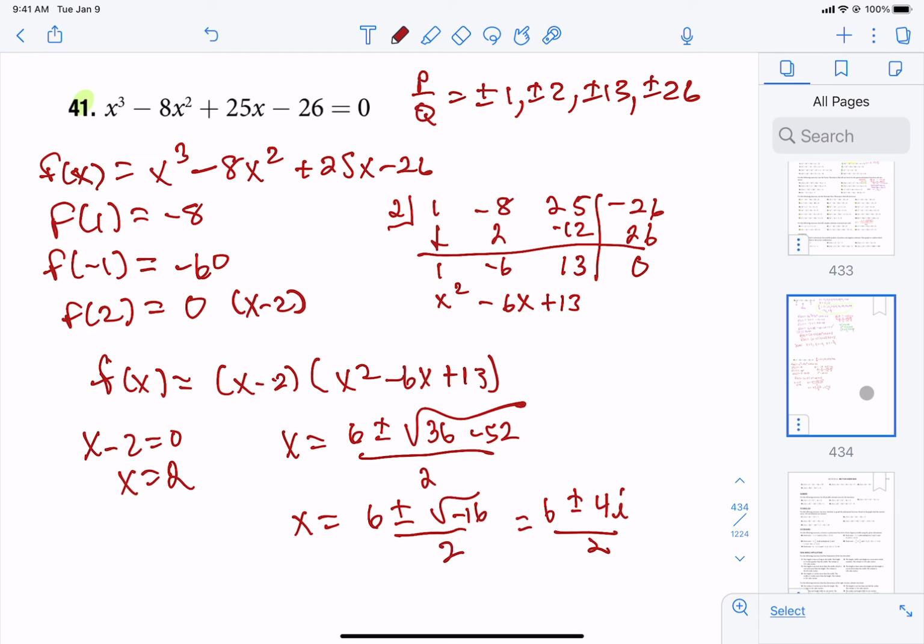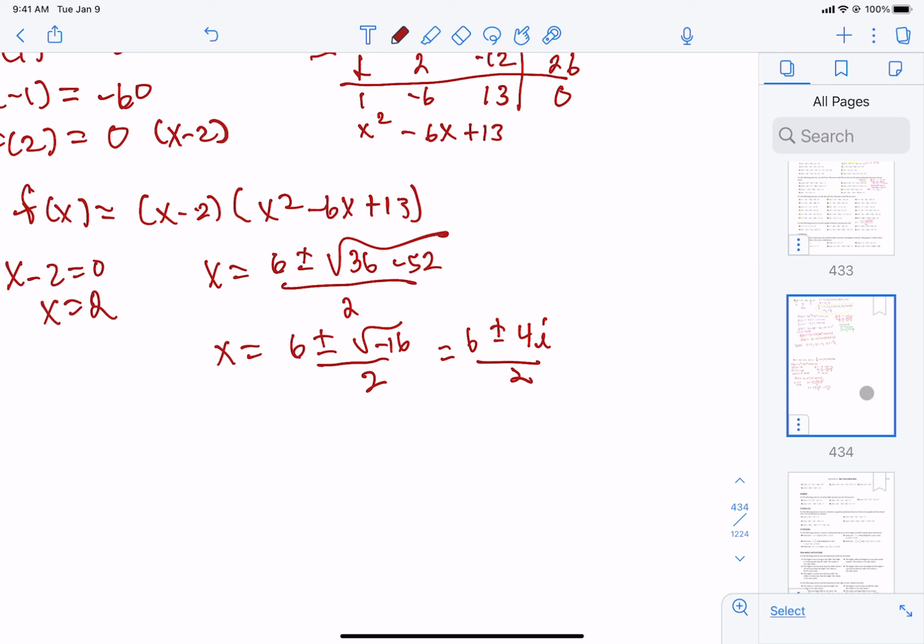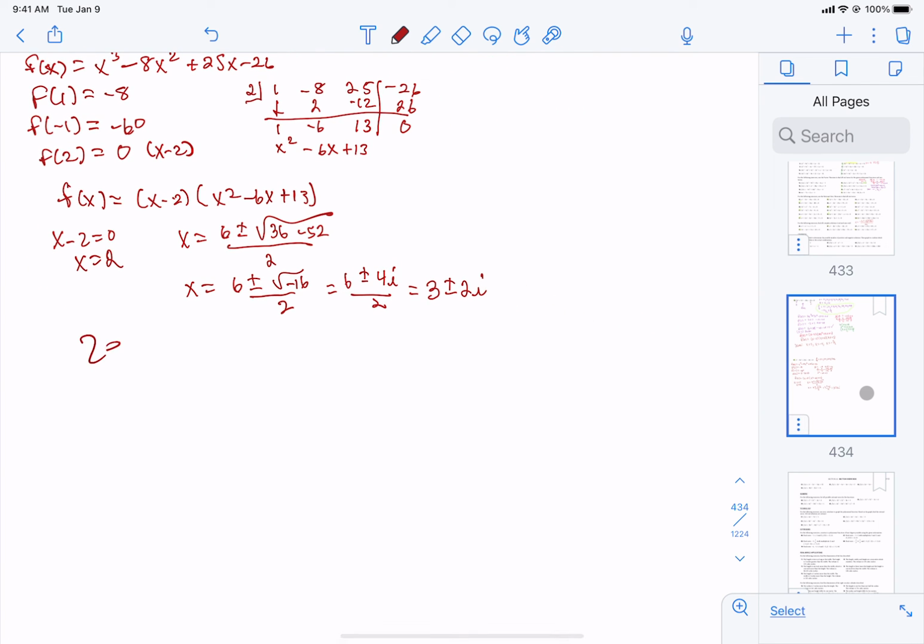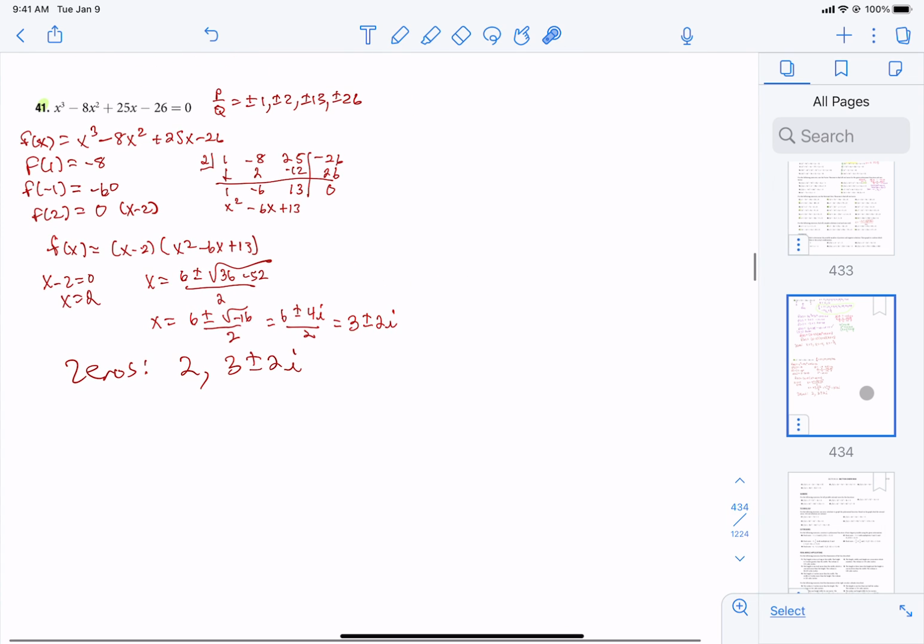Now, many times when math teachers say the quadratic formula, they say all over 2a. And they say that to remind you that whatever's in the denominator has to divide into both pieces. So I have to divide the 6 by 2, but also the 4. If one of the pieces were not divisible, I would leave it, but they can. So the final answer is 3 plus or minus 2i. So the zeros, or the solutions, are 2 and then 3 plus or minus 2i. Okay, so there's 41.